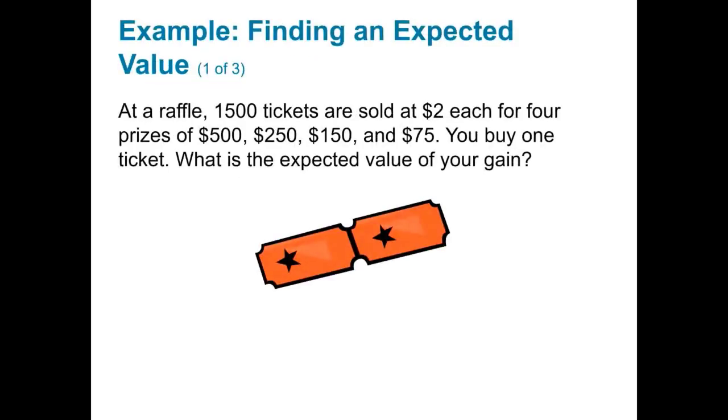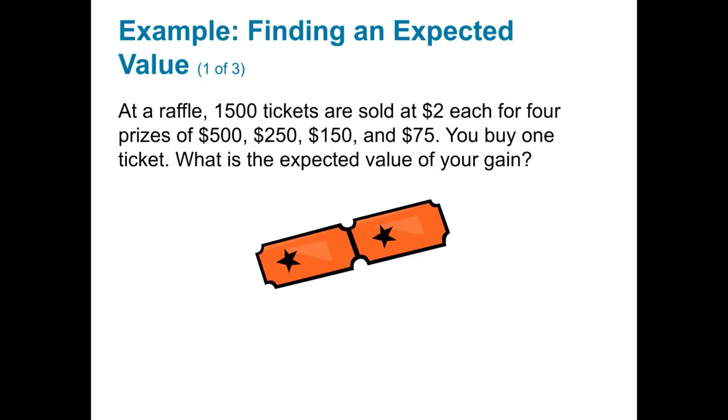So to that end, let's say there's a raffle where 1,500 tickets are sold, and they sell the tickets for $2 each, and there are 4 prizes: $500, $250, $150, and $75. So what do you think? Who's going to win here, whoever's doing the fundraiser selling the raffle tickets, or you? Let's find out. What is your expected value of gain? How much money do you expect to win in the end? So what should you expect to happen?